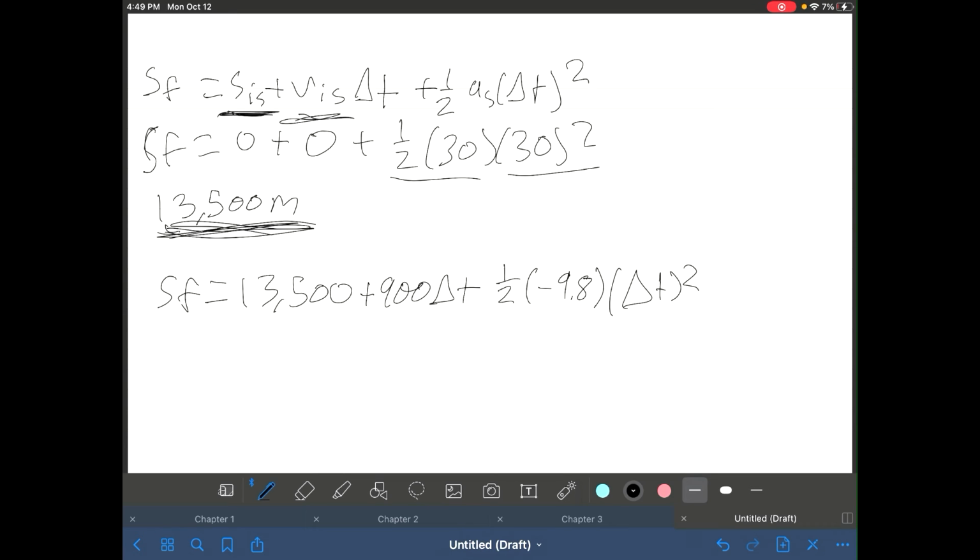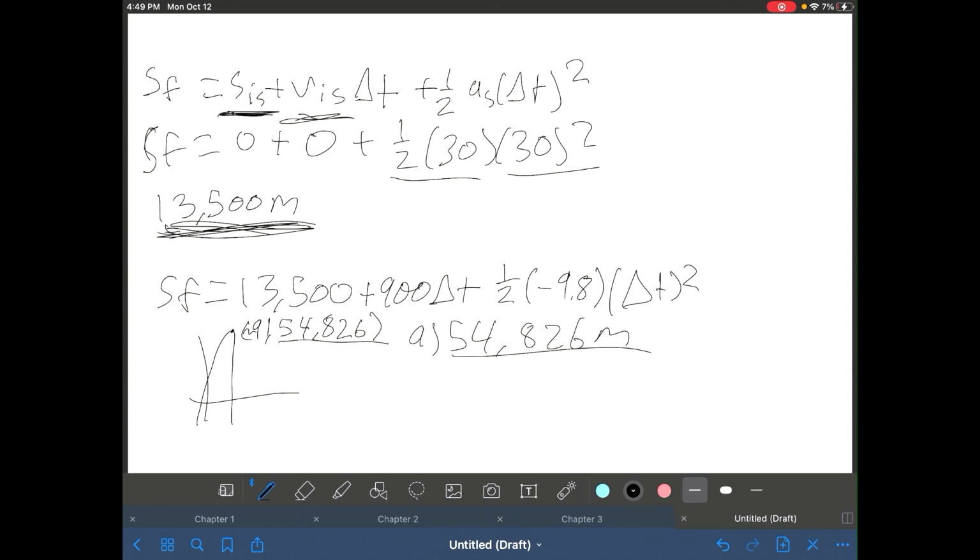So we can work this out and we can plot this, and when we do plot it, the graph will look something like that, very tall. Up here we find that the max height is at about 91 seconds, and our absolute maximum height is 54,826 meters. And that's our answer for A.